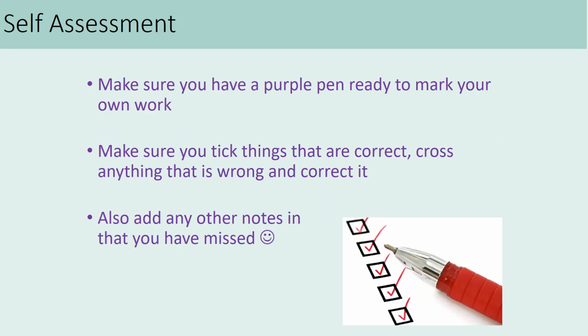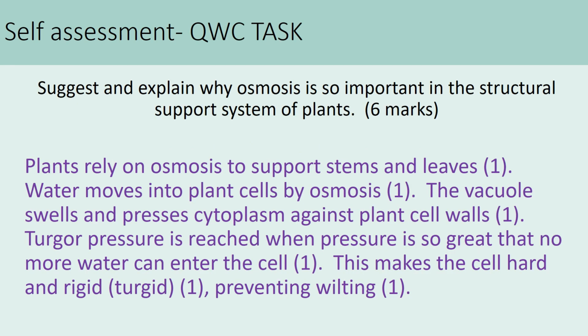Okay, so we're going to have a look at your answers, or you're going to be having a look at your answers to see how you have gotten on. You don't have to use a different coloured pen. If you have one, brilliant, it just makes it very clear what you still need to work on. So from the question, suggest and explain why osmosis is so important in the structural support system of plants, you can see that underneath there is an ideal answer and where you're going to get different marks for it.